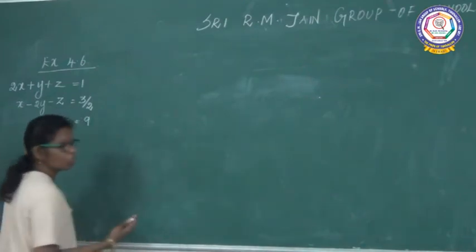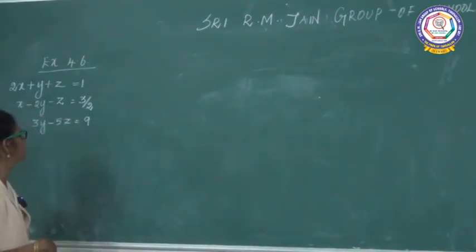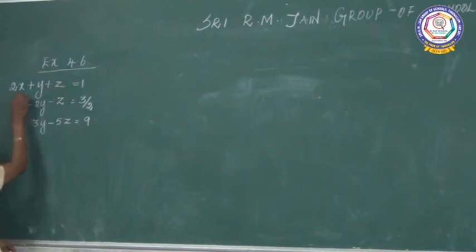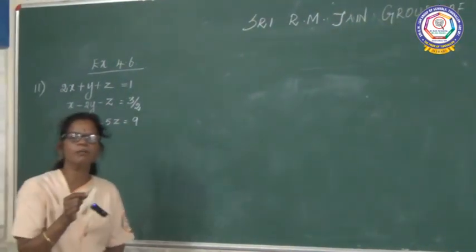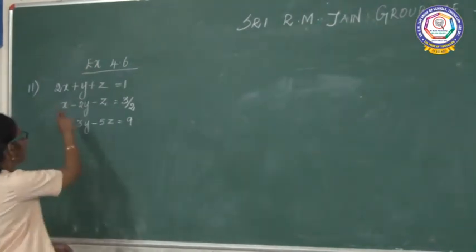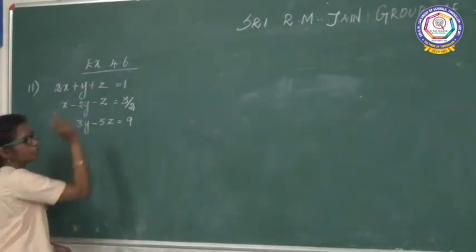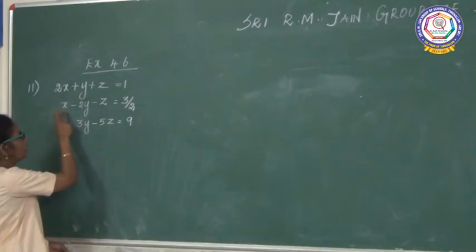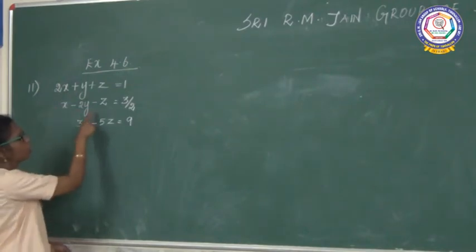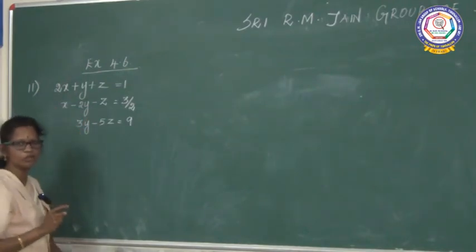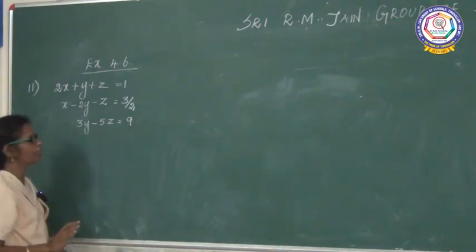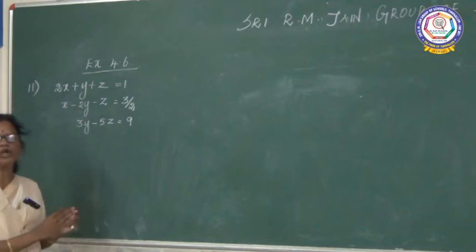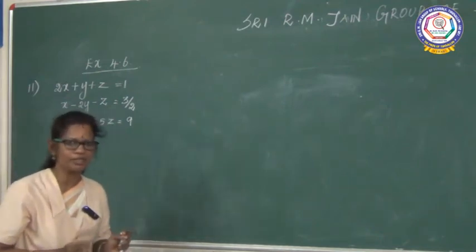I have discussed already how to solve a linear equation using the matrix method, the matrix inversion method. Today I am going to discuss question number 11: 2x + y + z = 1, x - 2y - z = 3/2, 3y - 5z = 9. The equations I am going to convert into matrix form.